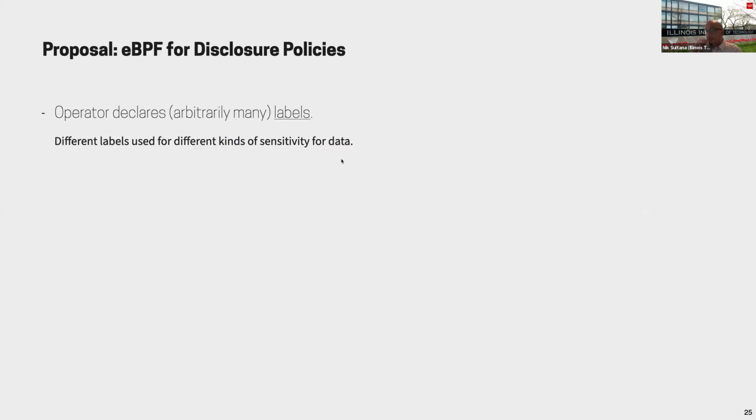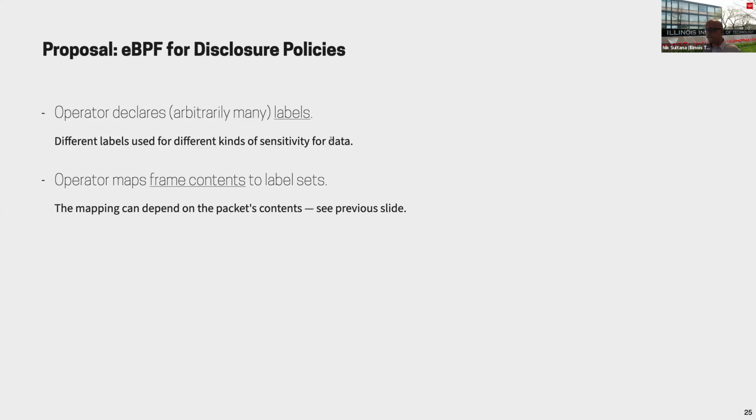Okay, so I'm going to get to showing you a demo soon, but just to bring everything together of how this works, I'd like the operator, so the person or the entity describing the policy, to declare labels. They're going to label the contents of frames. They can have as many labels as they want, and they can use these labels to signify, in their own intuitive terms, the importance or the sensitivity of this information. And so labels are going to be mapped conditionally to offsets within the frame.